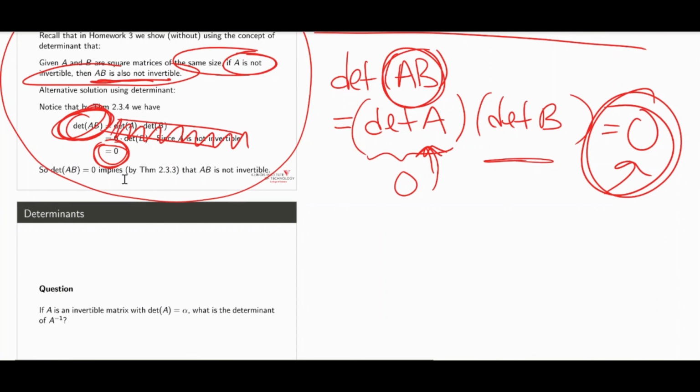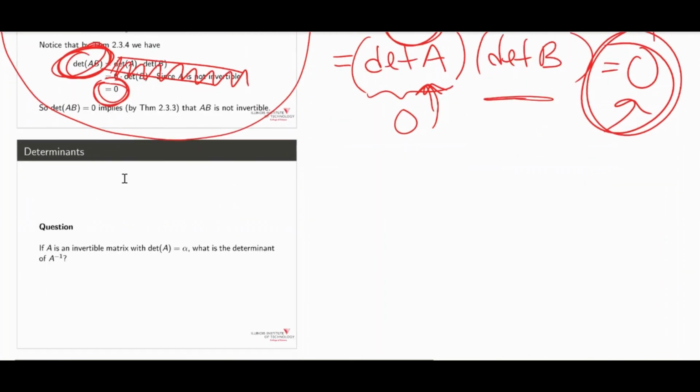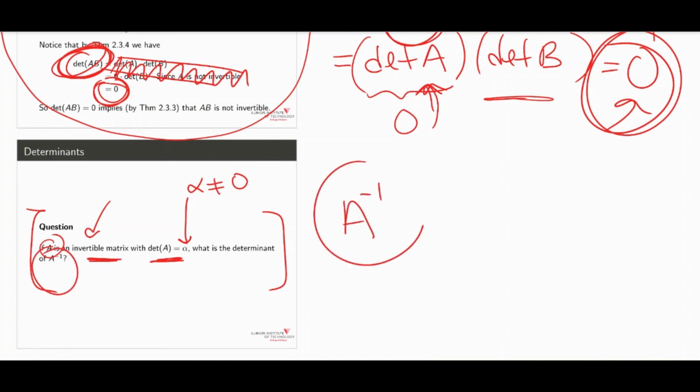All right, so there's another question I want to ask you, and then we'll conclude this section. Suppose A is an n by n square matrix, and it is invertible, so we can assume that as a hypothesis. Let's assume that the determinant of A is alpha, and we also know from the theorem that alpha is not equal to 0. So the question is, if you know the determinant of A is alpha and A is invertible, what is the determinant of A inverse?